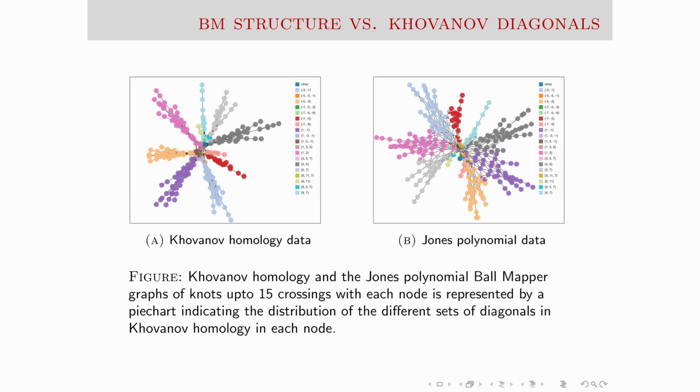Another thing that we discovered is that, again, a property of the Khovanov homology is that it lies on a certain number of diagonals. The support of Khovanov homology is given by a certain number of diagonals. And if you color the Khovanov ball mapper by the diagonals, oh look, the flares actually correspond to diagonals. But okay, that makes sense because we're working with Khovanov data and it knows about Khovanov diagonals.